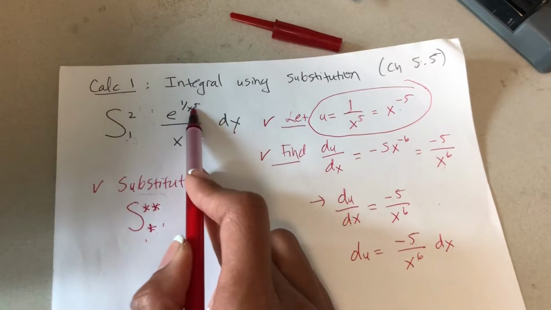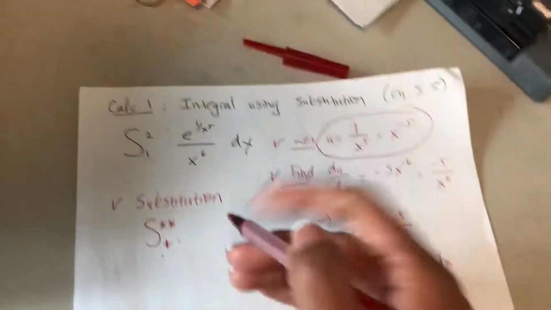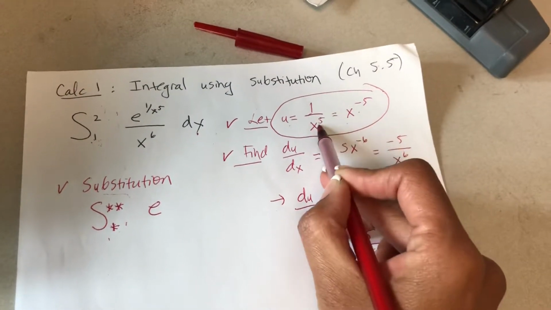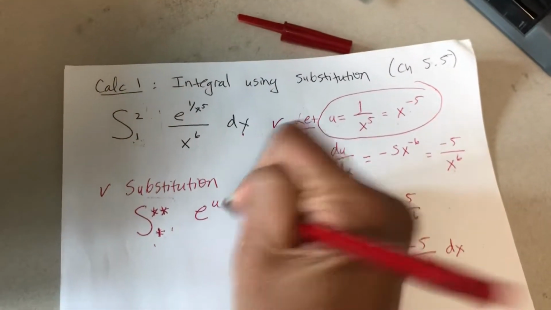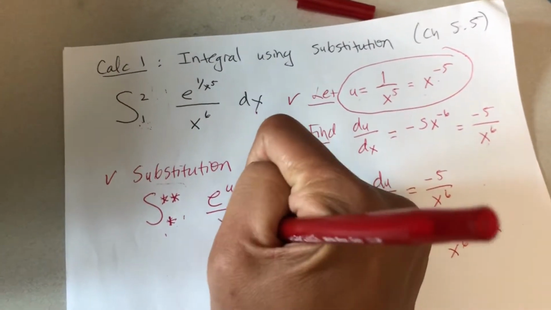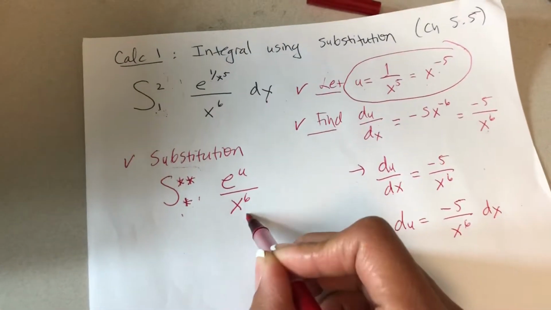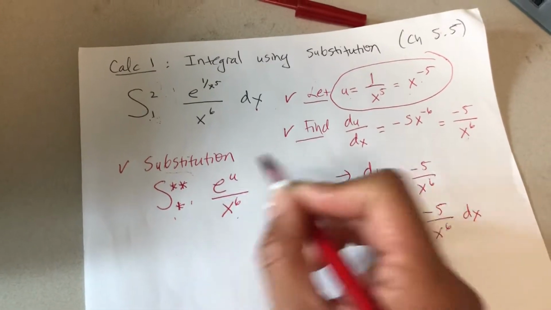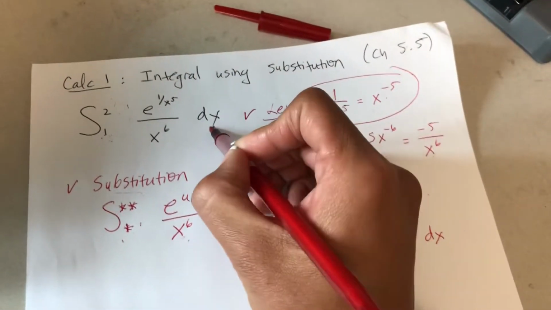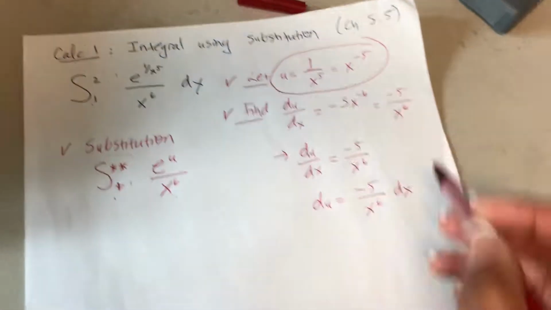So here, e to the 1 over x to the 5th is now e to the u, because 1 over x to the 5th is now u. So I'm going to replace that with a u. And I'm going to just put over x to the 6th right now, just for now, because the goal is to make everything in terms of u, but I want to show you what's going to happen to this x to the 6th. The dx, well, what is dx equal to?